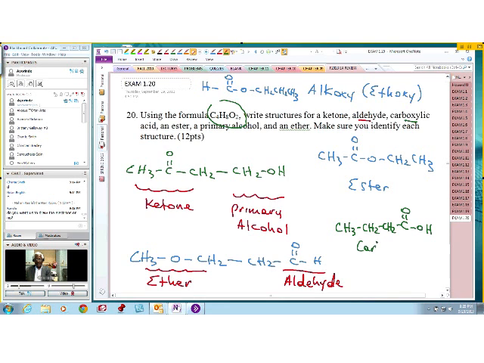Okay, for the carboxylic acid, which is this here, you must have what we call a carboxyl group. This is your carboxyl group right here, which is a carbonyl bonded to a hydroxy group. And that hydroxy group could be bonded to a carbon atom, or sometimes a hydrogen atom. And that is your carboxylic acid.